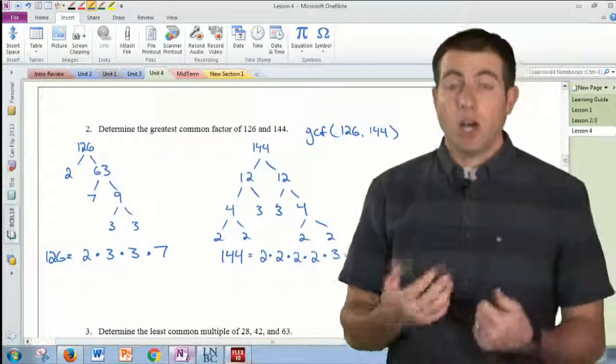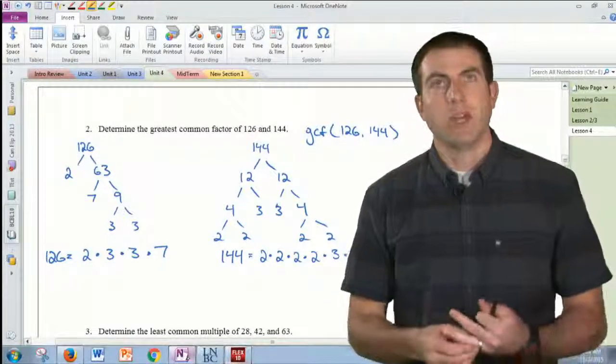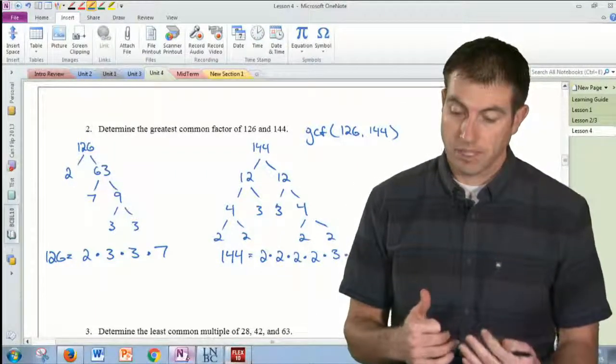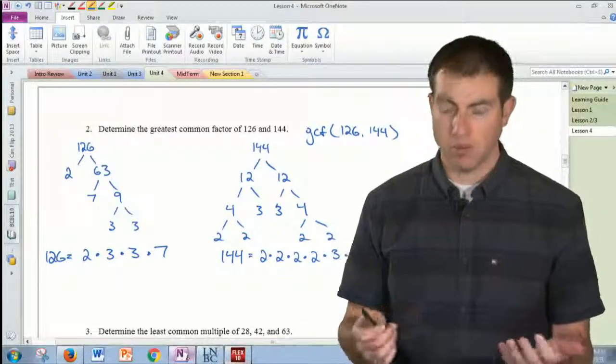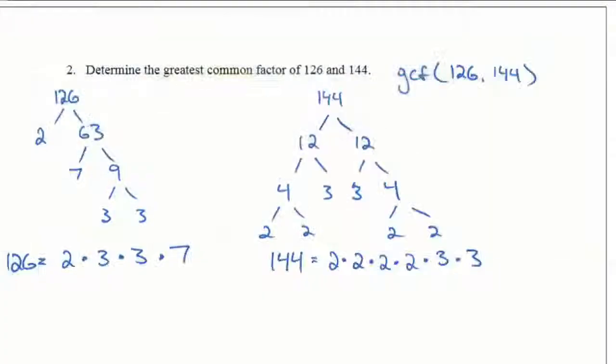Now, the greatest common factor is going to be a number that, if we looked at the factors or the factor trees, is shared by both of these things. So what do both of these things have in them? If I look here, I see that there's a 7, and I don't see any 7s over here, so I'm just going to ignore the 7. I see a lot of 2s and 3s.